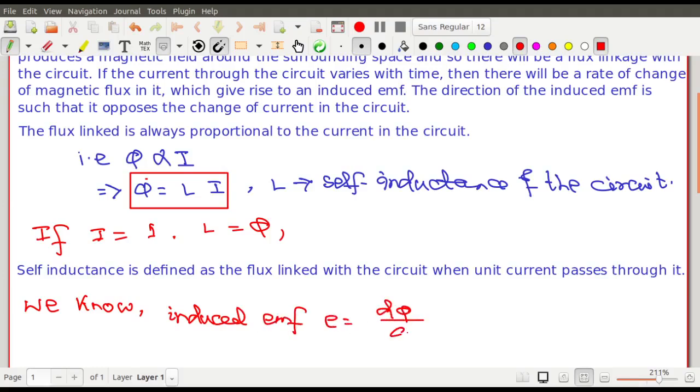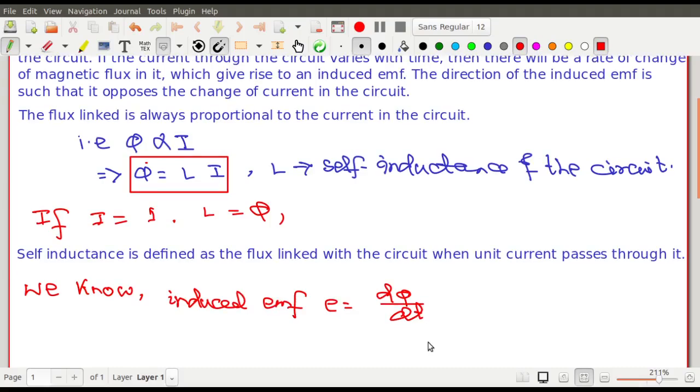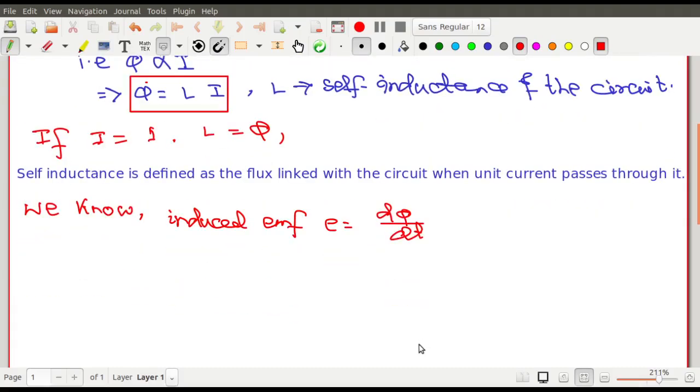I don't use the negative sign, that's just to remember that it opposes its own cause. So I don't use the negative sign over here, I just write E equals to dphi dt. Then I can write this one to be d/dt of flux phi, which is Li, or I may write L di dt. I can write induced EMF equals to L di dt.